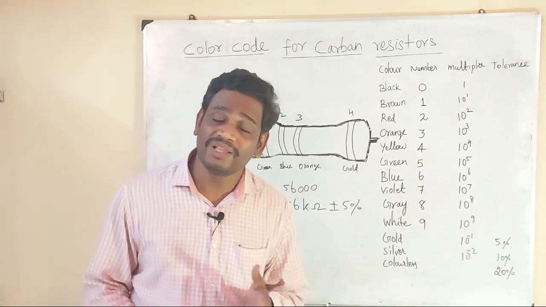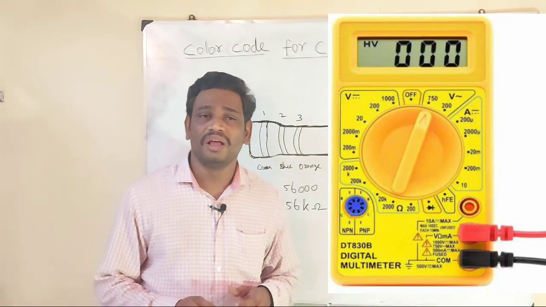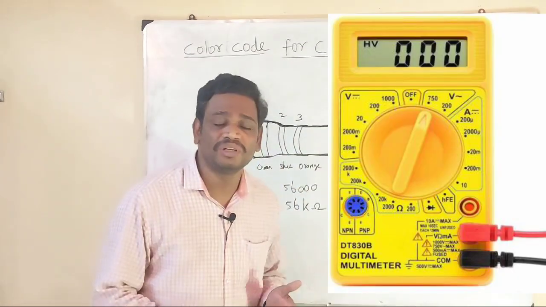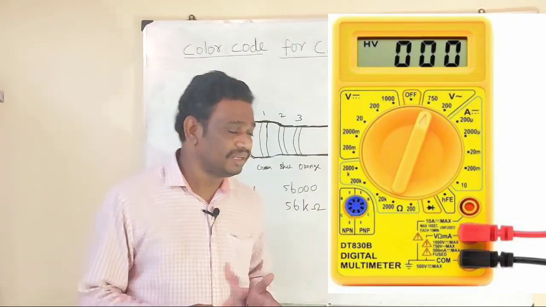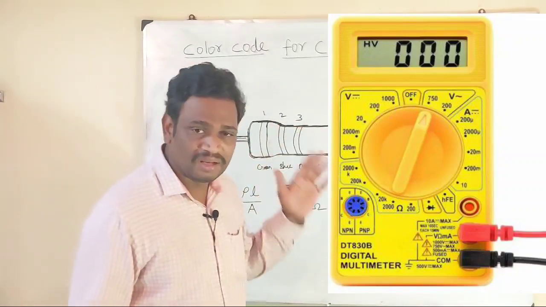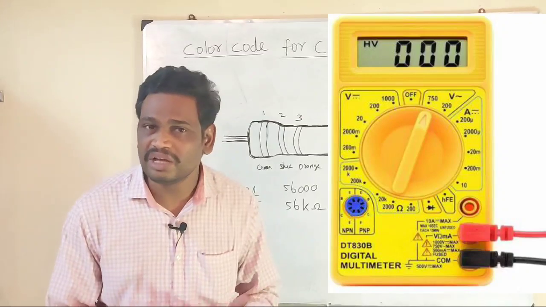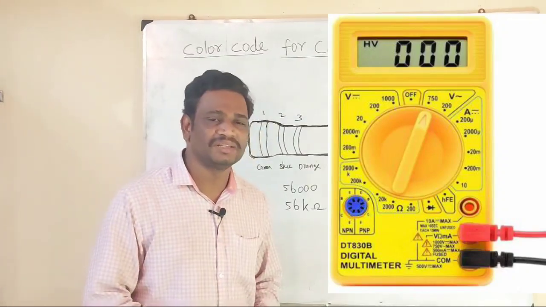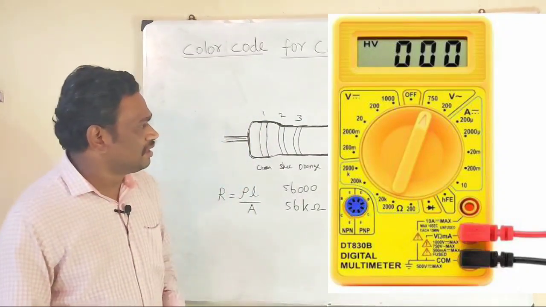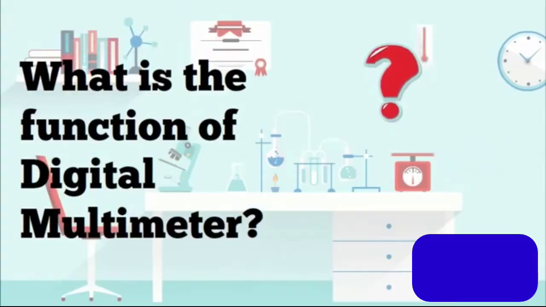You can see this device on the screen. This is a very important measurement device in electronics. By using this device, we can measure so many physical quantities. Let us see a small video about the multimeter.